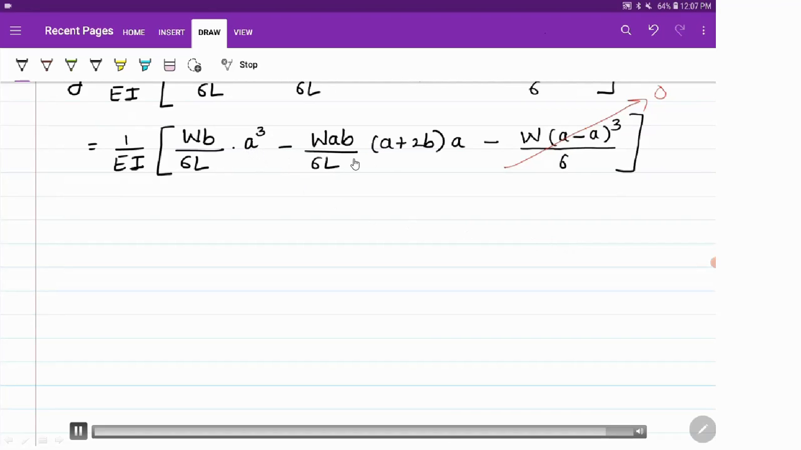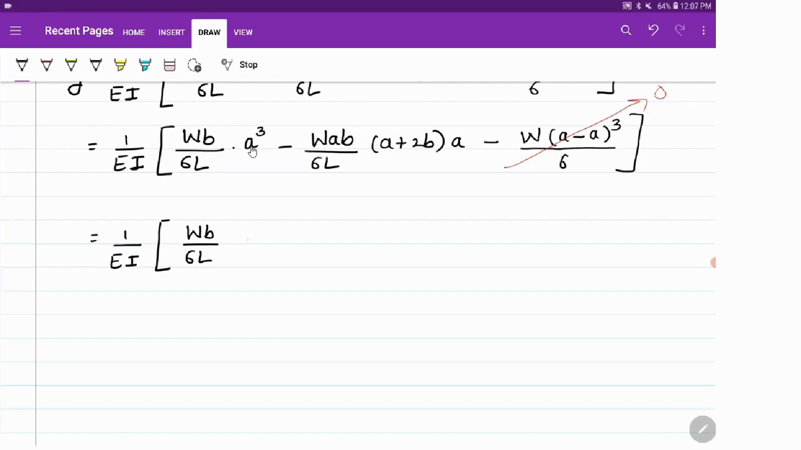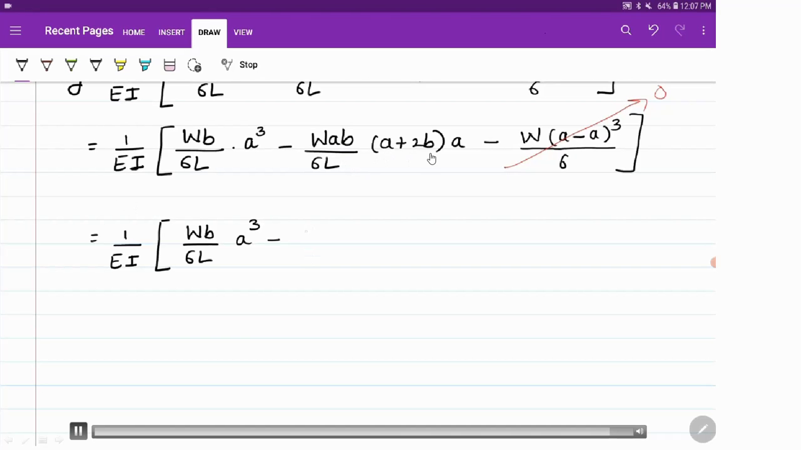So in place of x, we are having a. So this is the value of deflection under load, that is 1 upon EI. In place of x, we have substituted a over here. So it is WB a cube by 6L into a cube minus WAB upon 6L. So this a into a, you can see that this is a square, or you can keep it as it is. So it is WAB by 6L, a plus 2b into a.